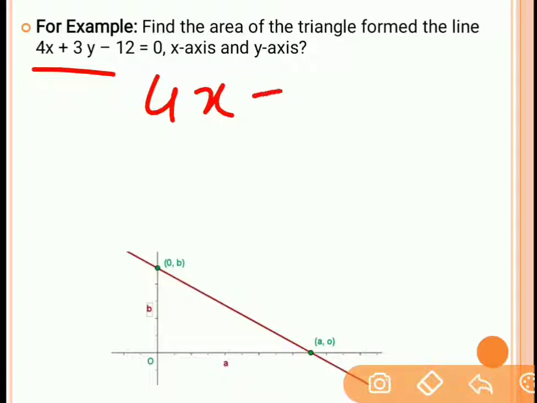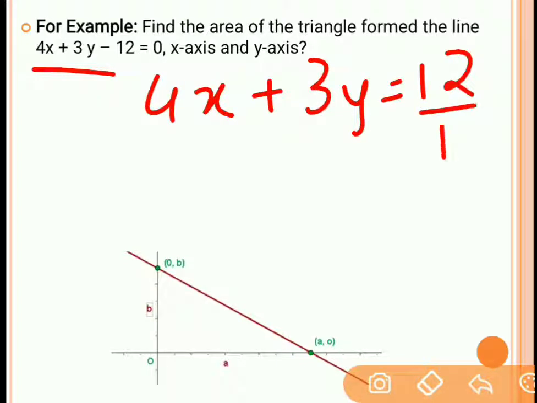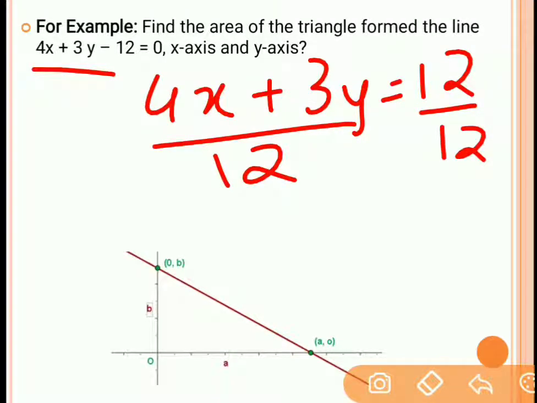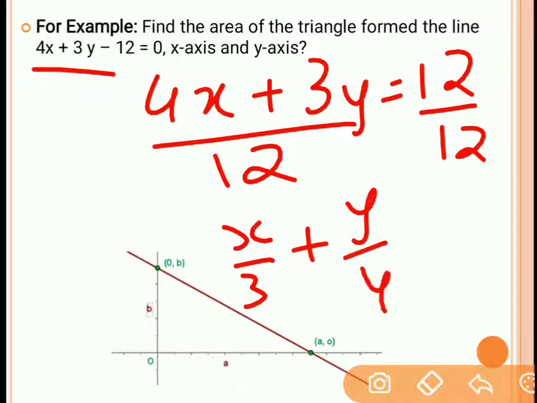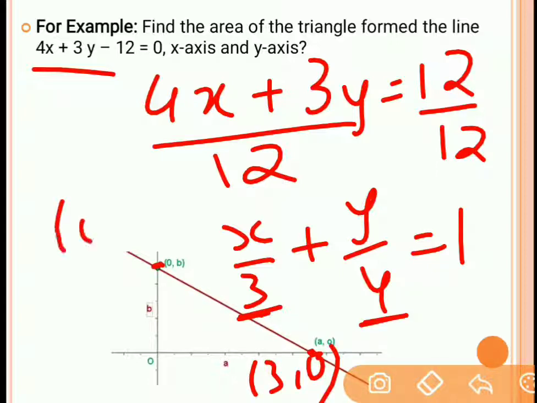Convert this equation as 4x + 3y = 12. Now if we divide both the left hand side and right hand side by 12, you will get 4x/12 which is x/3, plus y/4 is equal to 1. So x-intercept is 3 and y-intercept is 4. So the point on the x-axis will be (3, 0) and the point on the y-axis will be (0, 4). Understood?